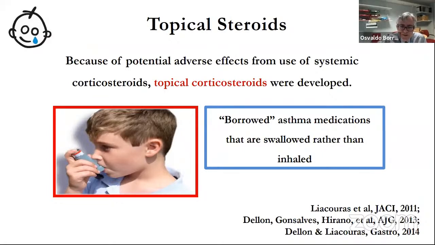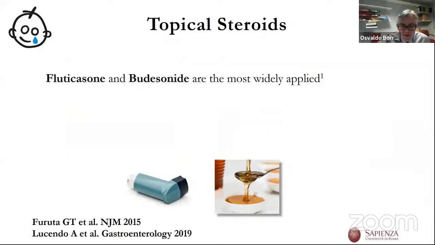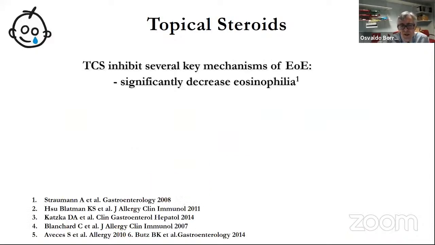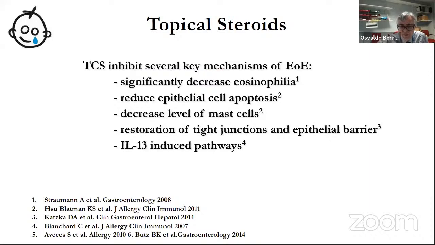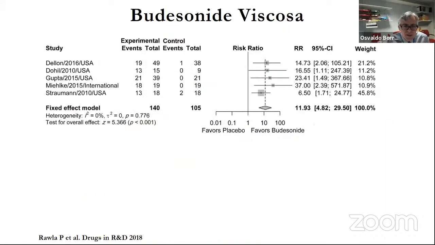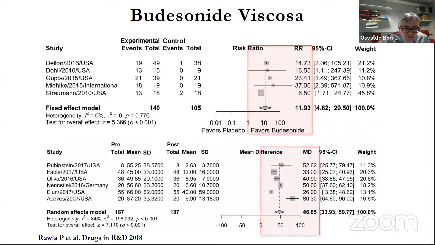So topical steroids can be borrowed from asthma medication. Fluticasone and budesonide are the most commonly applied. At the moment they are not formulated for eosinophilic esophagitis, though there are new oral dispersible tablets. They are able to decrease the inflammation, eosinophilia, apoptosis, and mast cells, and regulate gene expression. And as you can see here, there is definitely a significant efficacy of budesonide compared to placebo.